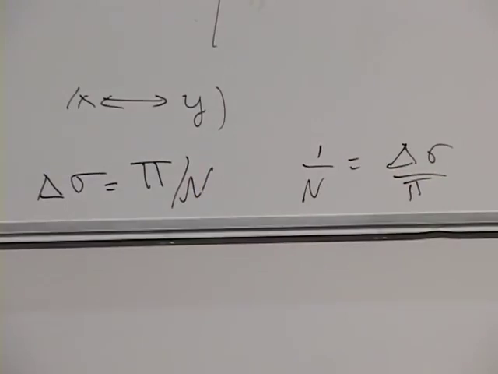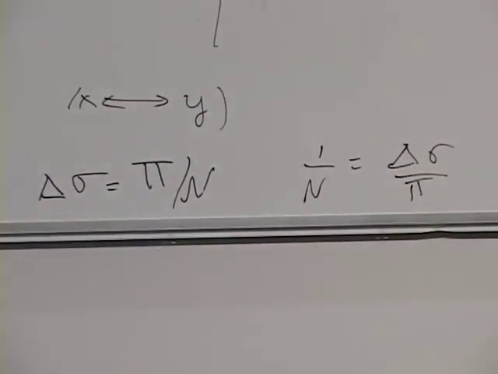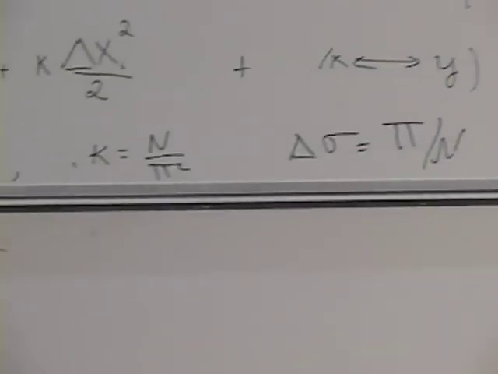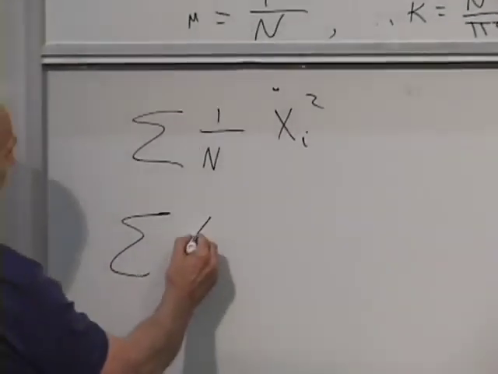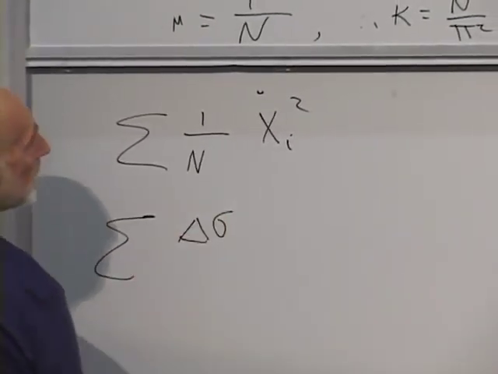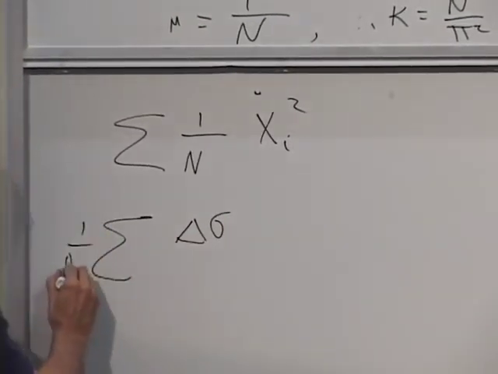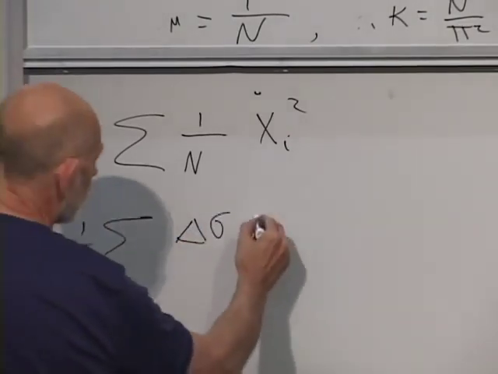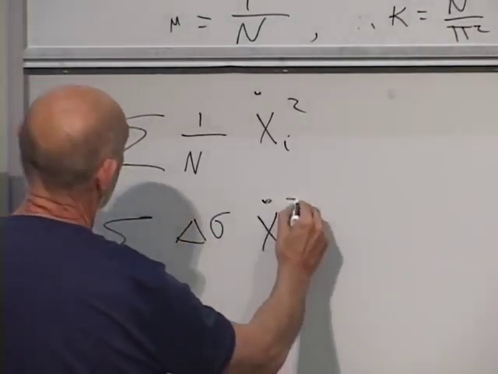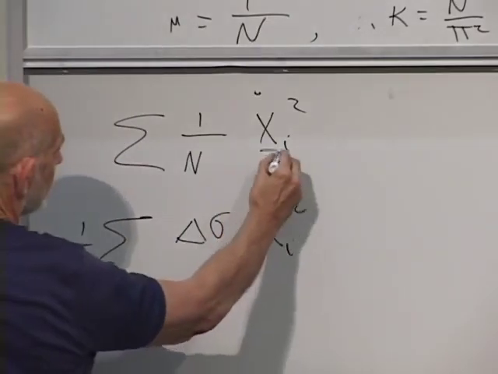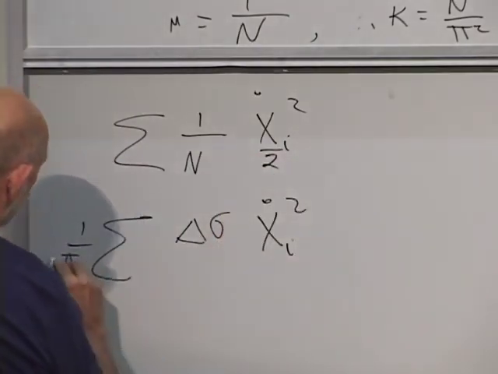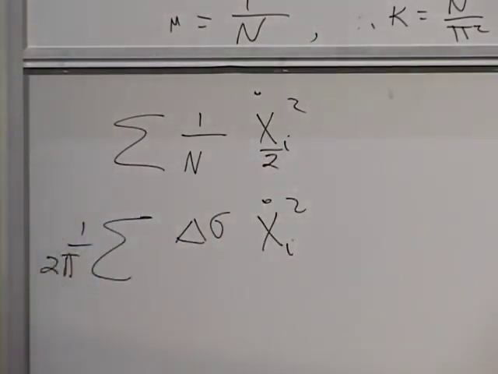I've just divided this equation by pi, so let's see. So this is equal to the sum of delta sigma times 1 over pi times xi dot squared. In fact, I want xi dot squared over 2, so that gives me a 1 over 2 pi out here. But now we use the connection between integrals and sums. A sum times delta sigma is the same as an integral.